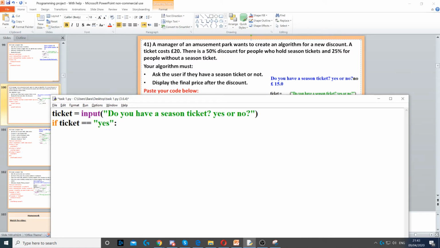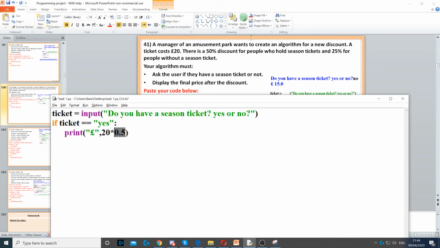If they have a season ticket, we need to apply a 50% discount. Now, to apply a 50% discount to the £20, we need to multiply the £20 by 0.5. So multiplying it by 0.5 will give us 50% of the 20. If we multiply it by 1, we get 100%. If we multiply it by 0.1, we get 10%, and so on.